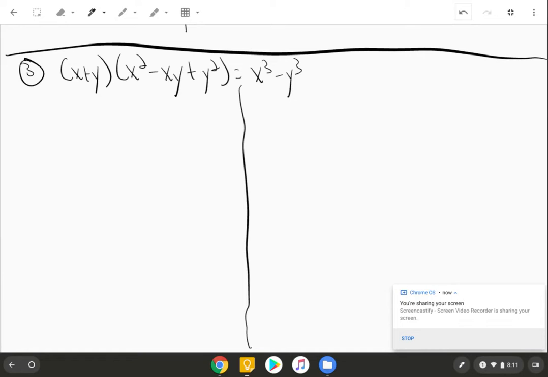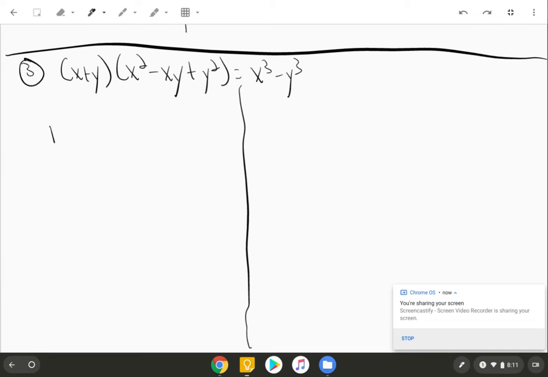Again, I'm going to look at the right-hand side first. X cubed minus y cubed. Those are not like terms. There is no combining of like terms. There's no simplifying I can do. So the right-hand side is actually already simplified. So I only need to simplify the left-hand side. And if I end up with x cubed minus y cubed, then it's an identity. If I end up with anything else, then it's not an identity.